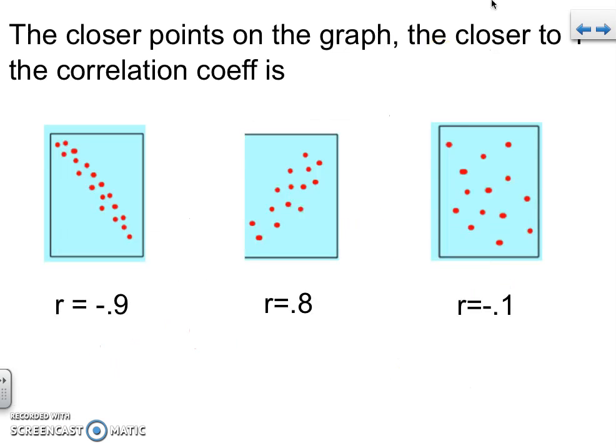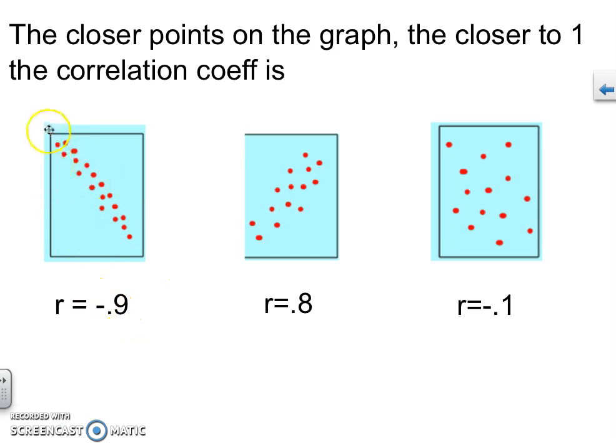So let's take a look at what some correlation coefficients look like. So the closer the points are together on a graph, the closer it is to a 1. So for example, these points are really, really close together, okay? So it would be like a 0.9, for example. It's going to be really, really close to a 1.